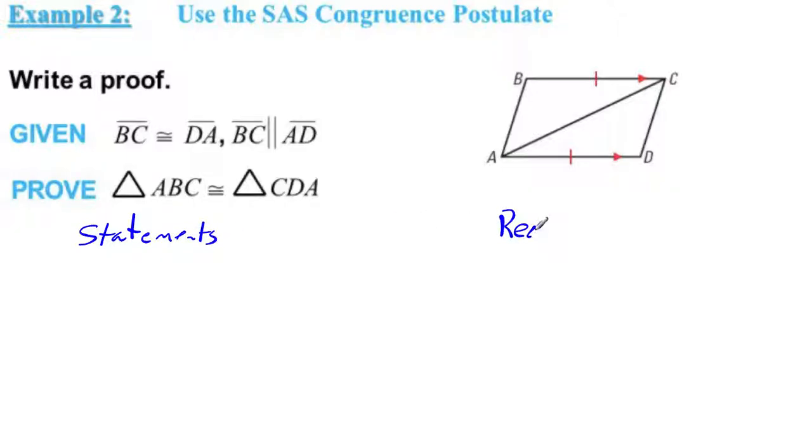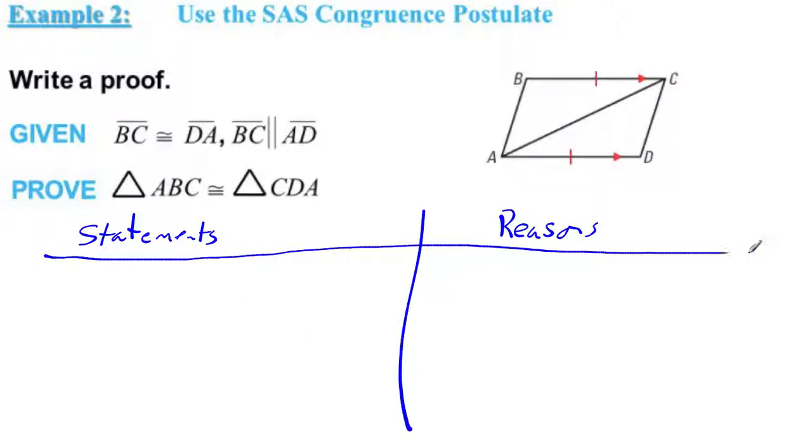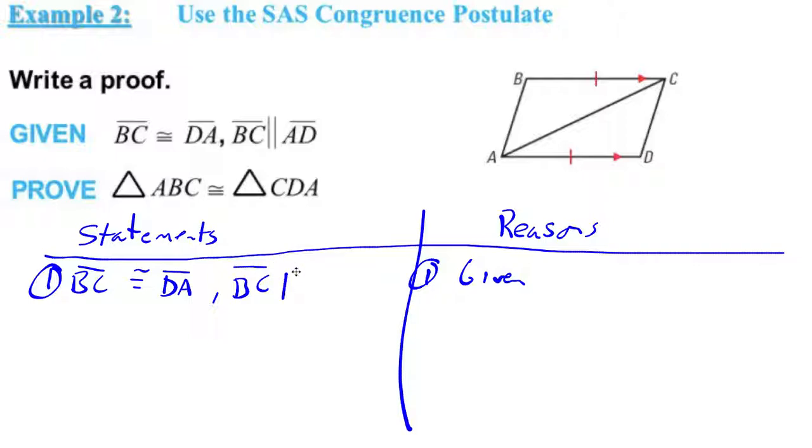My reasons. All right. So first step is going to be the given, and that's BC is congruent to DA, and BC is parallel to AD. Great. So BC is congruent to AD. I got that already. BC is parallel to AD, parallel lines. That should set off alarms.